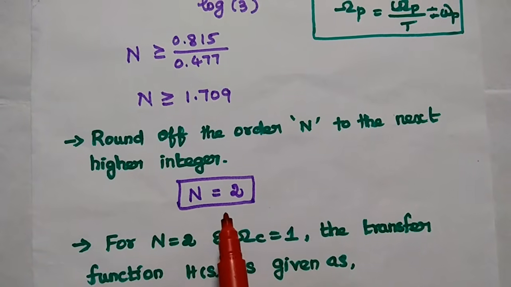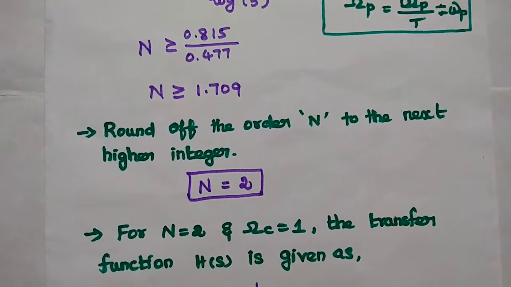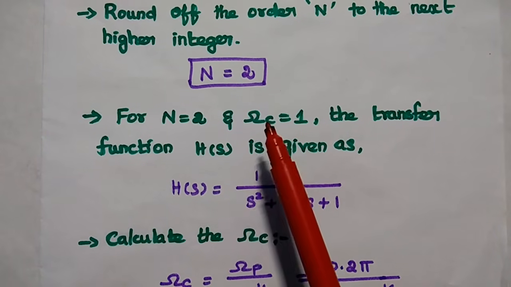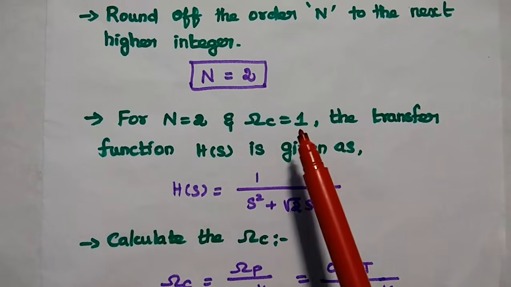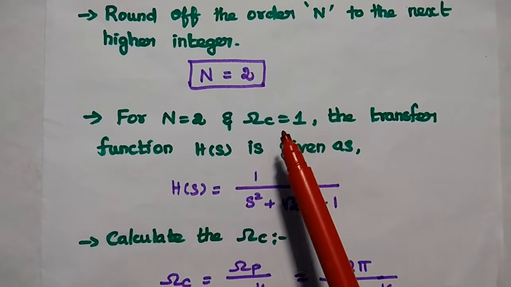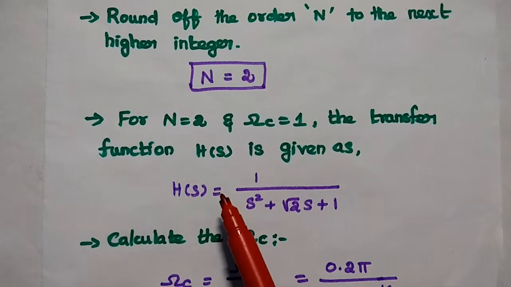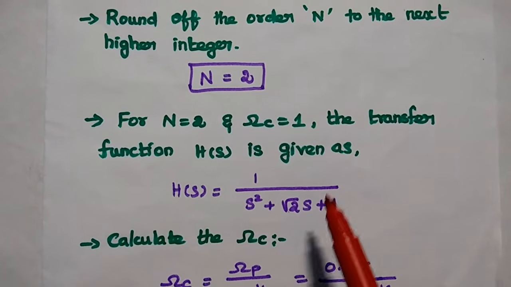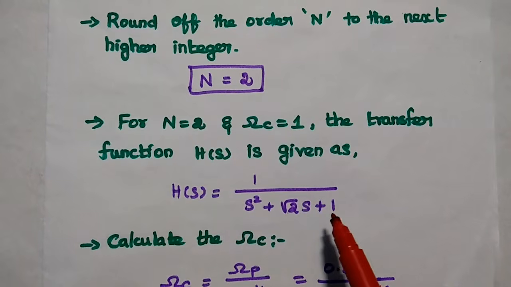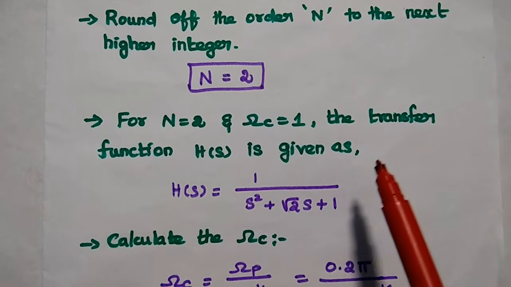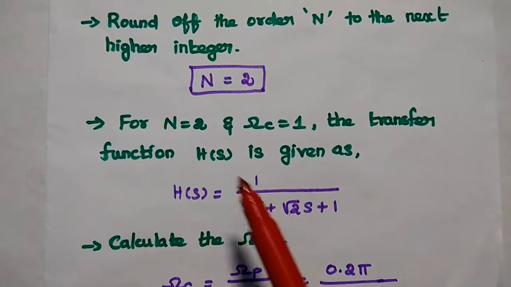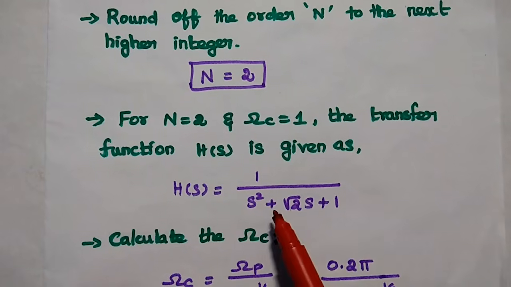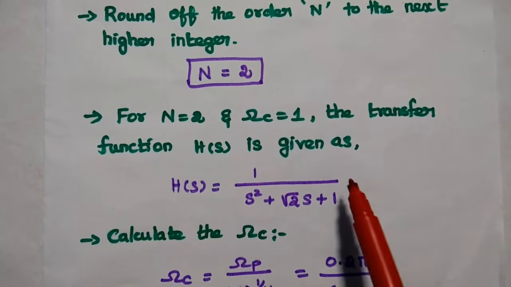So here it is a second order Butterworth filter. For this second order Butterworth filter, if omega c, the cutoff frequency, is equal to 1, the transfer function is given as 1 divided by s squared plus square root of 2 s plus 1. This transfer function for each order has also been discussed in the previous lecture video. So here for n is equal to 2, its transfer function is 1 divided by s squared plus square root of 2 s plus 1. You have to remember this.